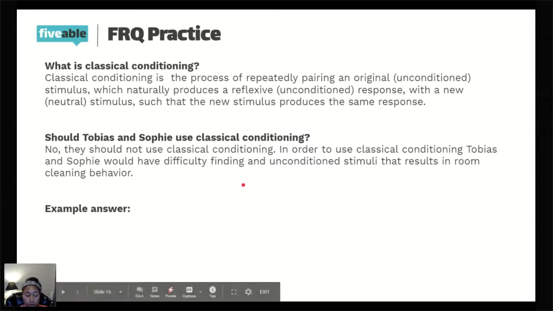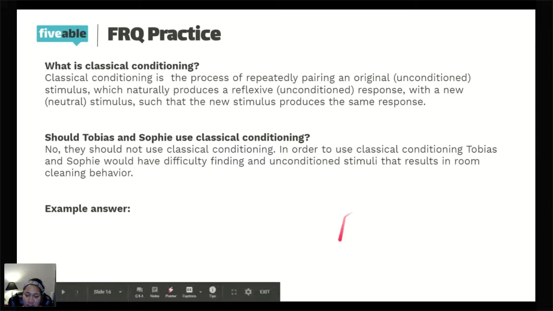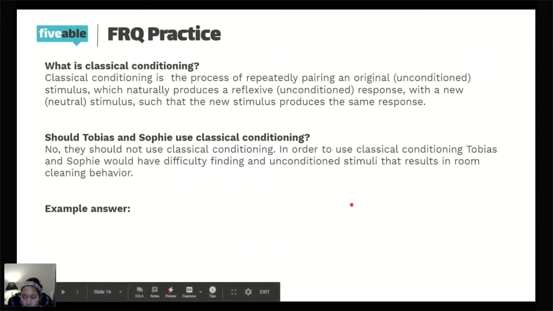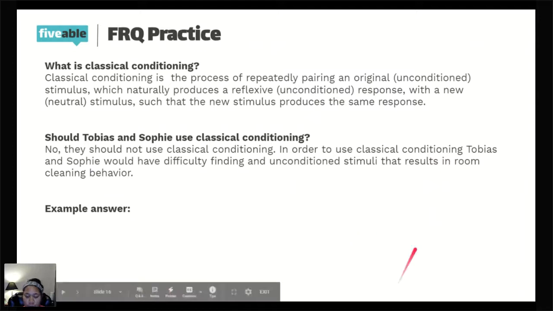Okay, so we did it. Congratulations, we did it. We identified the term classical conditioning. We defined the term. The definition is here. And then we applied it to the laundry situation by saying no, they should not use it because they would not be able to find an unconditioned stimuli, and there's a behavior involved in the situation, and there's no behavior involved in classical conditioning. Therefore, it would not be beneficial to use classical conditioning in this way.